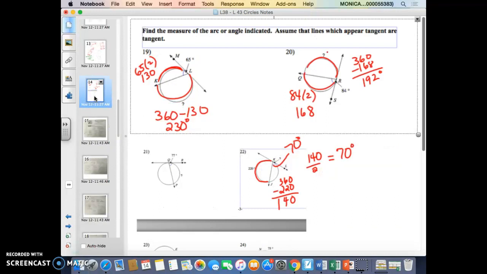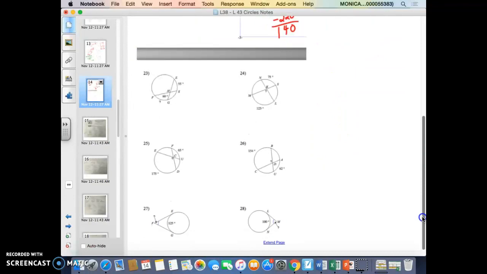Which is here. So this is what I'm talking about. We're looking for the measure of this arc length here. That's where x is. Versus looking for where the angle is here. Okay? So I'll show you both examples.